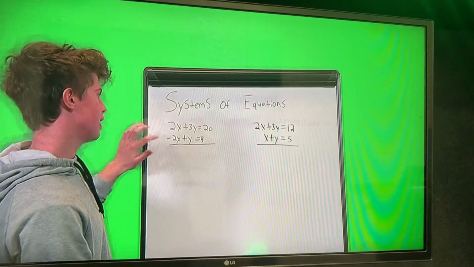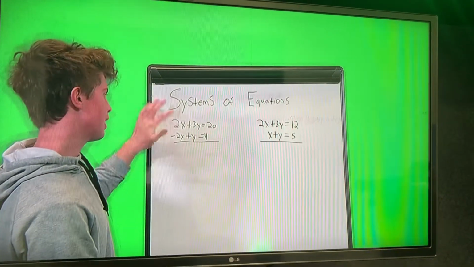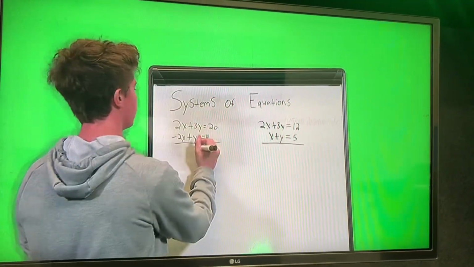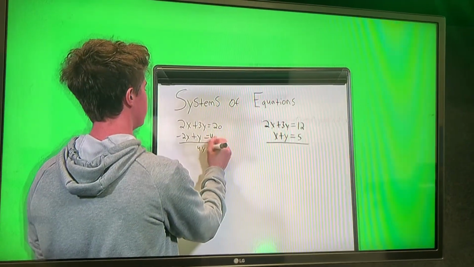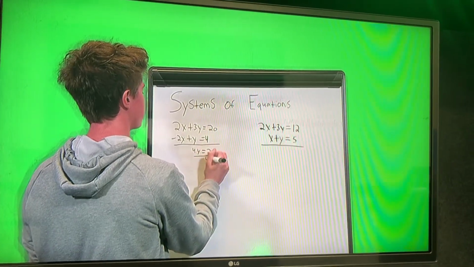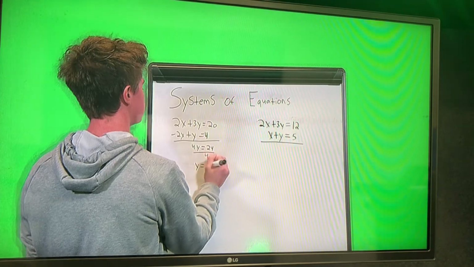a positive 2x and a negative 2x, we can just add down the line. So our x's will cancel and we're left with 4y equals 24. So then divide by 4 and y equals 6.